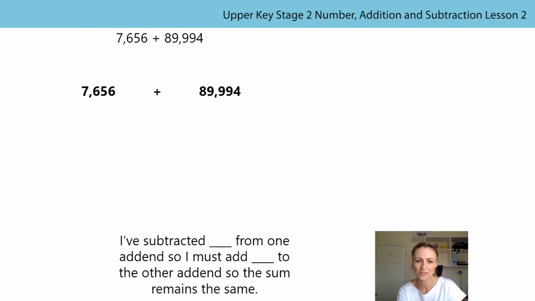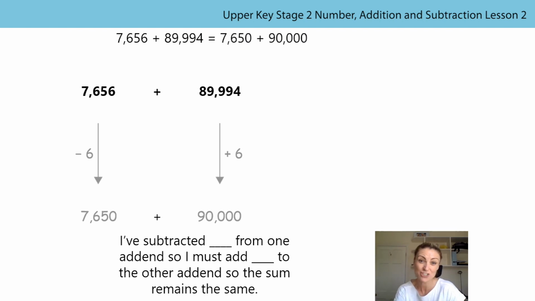We're going to take a closer look at this calculation, and we're going to consider why it was easier to work with our redistributed calculation. We know that we subtracted 6 from our first addend to give us 7,650, and then we added the 6 on to give us a much friendlier number of 90,000. It was a multiple of 10,000. So in a minute, I want you to pause the video and think, why was it easier to work with that redistributed calculation than the first one? Why was it easier to calculate? There are lots of reasons, but just have a go at either telling somebody near you or just reasoning it through yourself. Pause the video now and have a think.